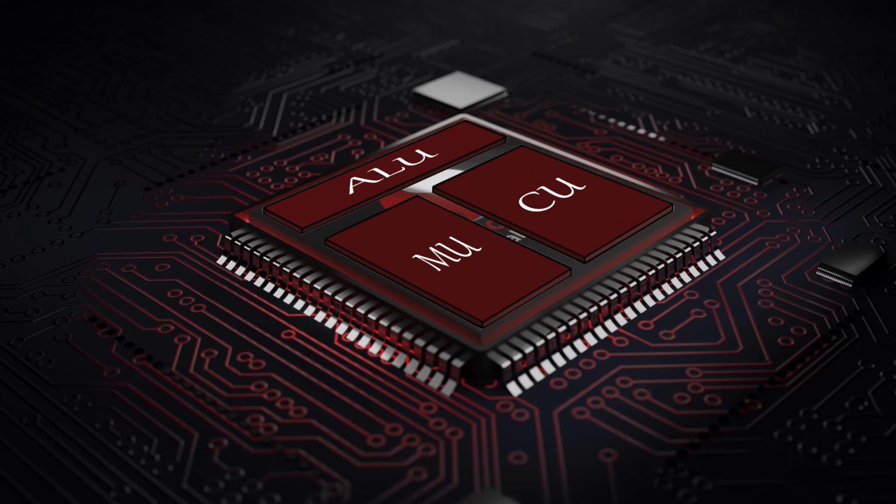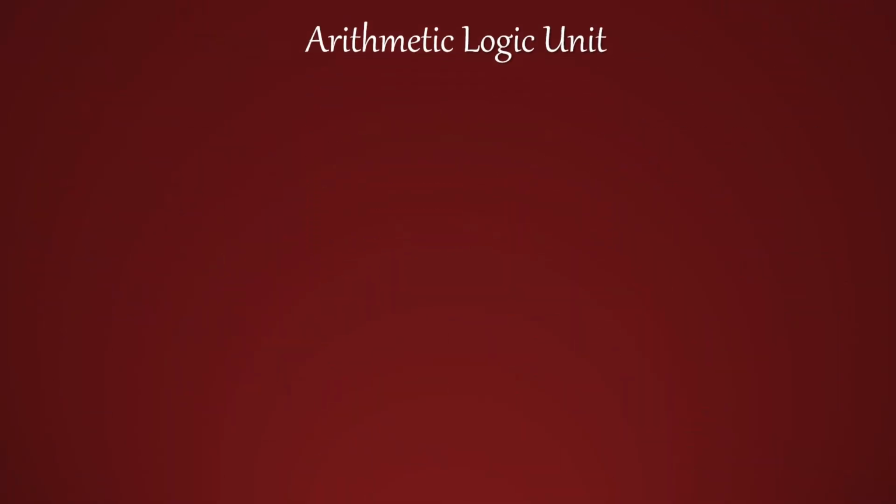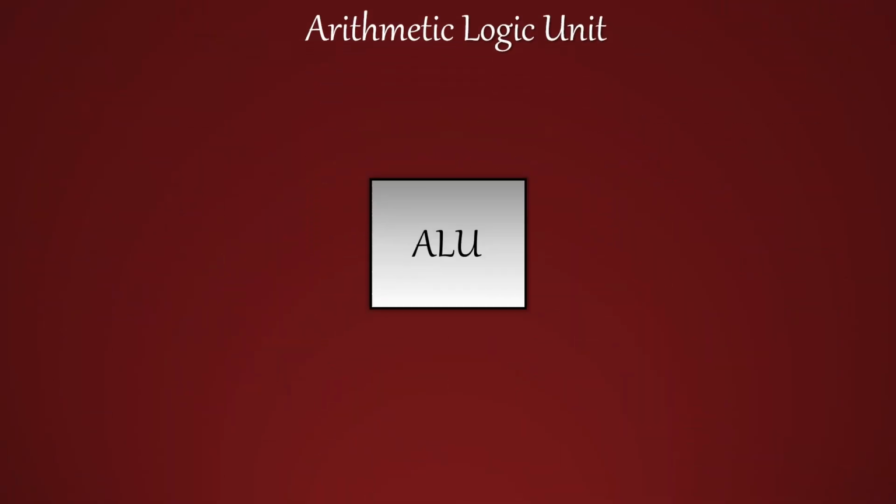Let's understand the operations of ALU, MU, and CU one by one, starting with the Arithmetic Logic Unit. An ALU takes two numbers and an operator as input and provides the output of the operation on the given two numbers. Consider the inputs A, B, and plus. The ALU provides the sum of A and B as output.